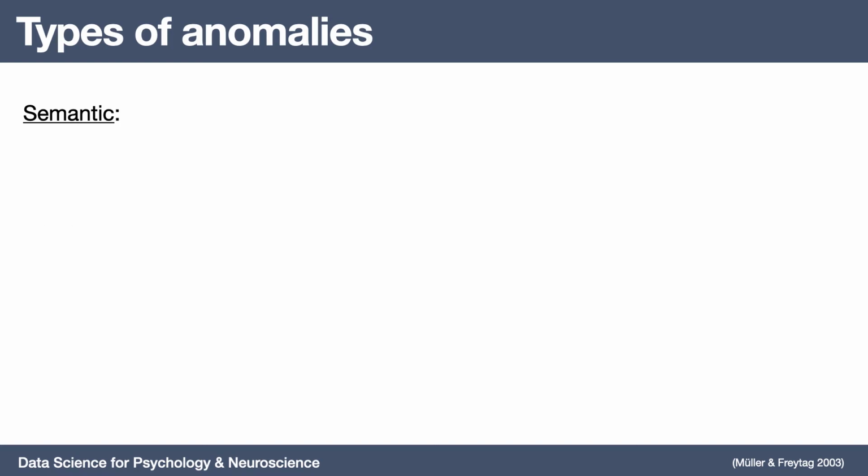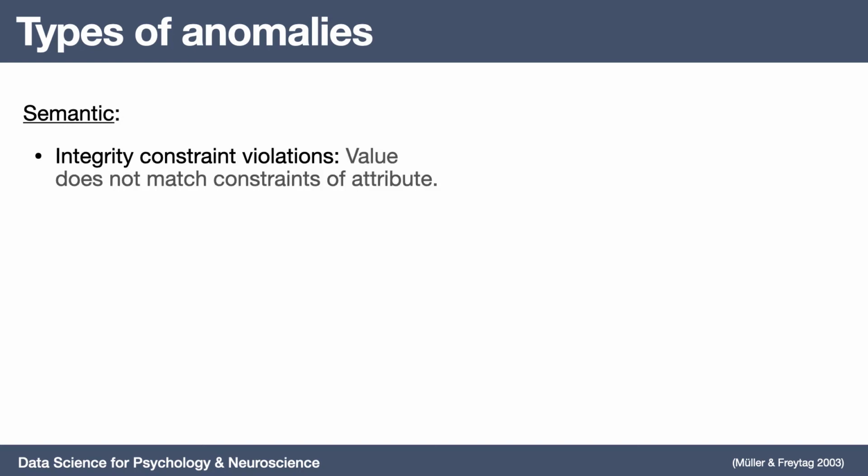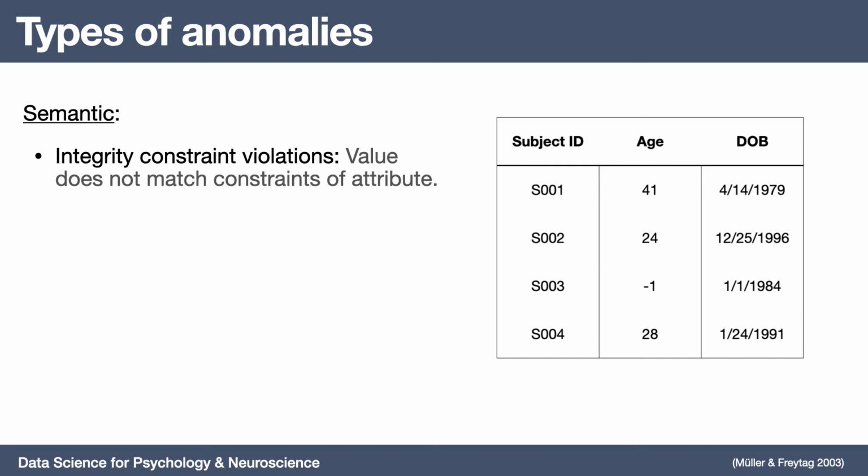Semantic anomalies, on the other hand, have to do with changes or breakdowns in the actual meaning of the values themselves. So for example, integrity constraint violations are cases where the value does not match the constraints of that attribute itself. Take a look at this data table on the right where you have subject ID, age, and date of birth. In the age column, you have an age that's a negative value, this -1 here. Now, we know that that age has to be constrained to greater than 0. And so negative values for age do not make sense, at least just chronological age.